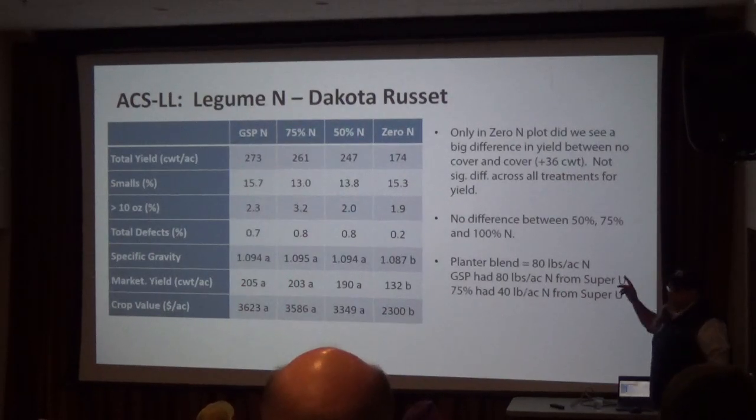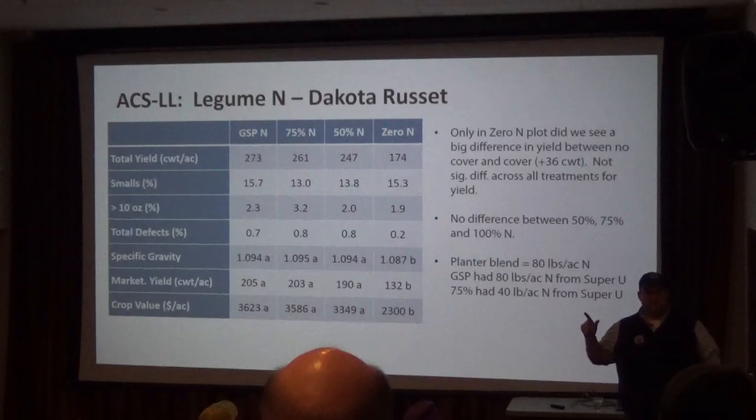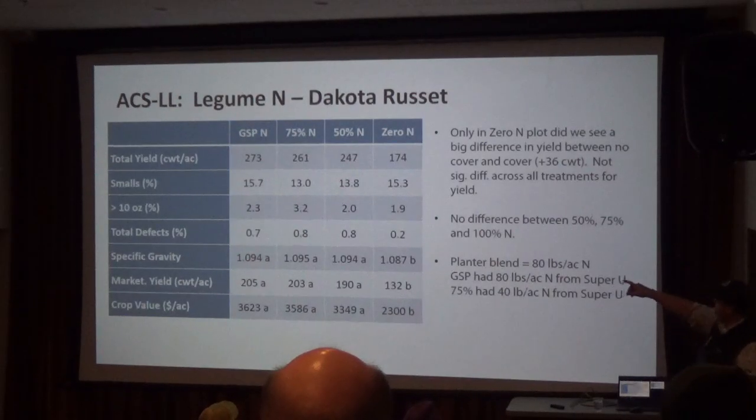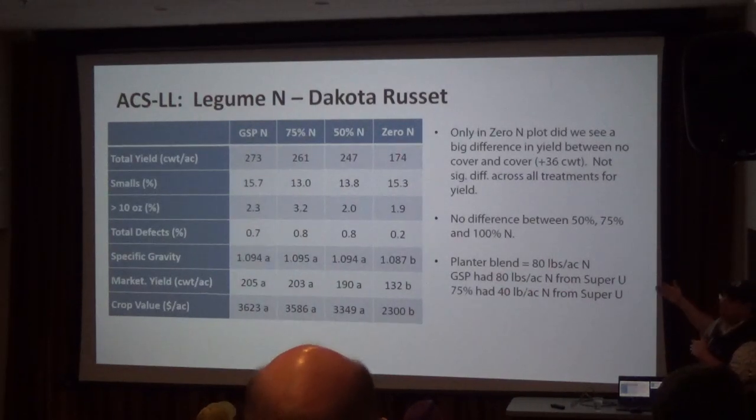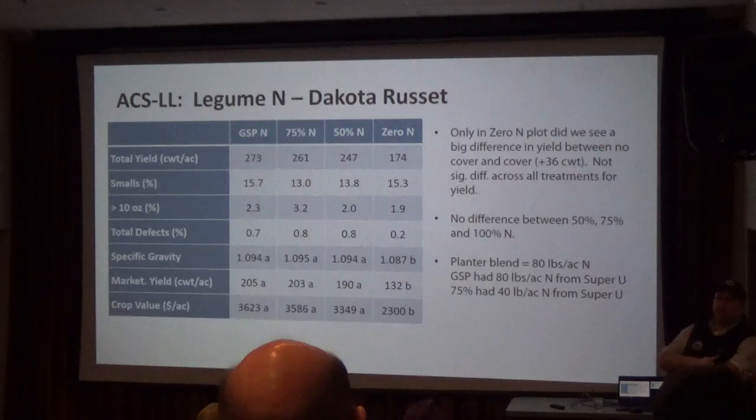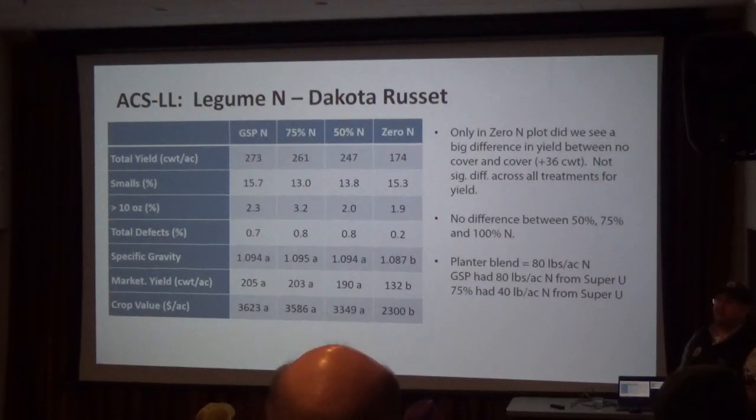And the trend you'll see on all of these fields, at the GSP and the 75, we did not see much difference in yield between where we had cover and no cover, because where we had cover and no cover, the crop already had enough nitrogen. So the nitrogen that was carried over by the cover didn't really add anything. But at 50 and at 0, that extra nitrogen that was carried over by the cover crop into the next year did make a difference in yield.